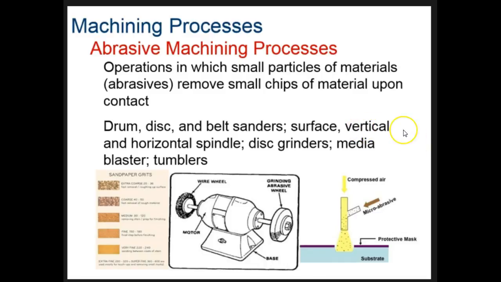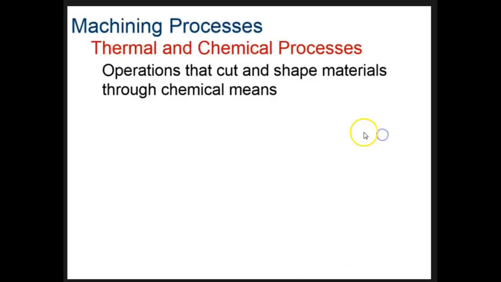We also have abrasive machining processes, and this includes a lot of different kinds. Everything from sandpaper, where we're just sanding the material down, grinding wheels, wire wheels where we can take off large material, and then processes. This media blaster is where we actually have little tiny bits of abrasive being pushed with compressed air down to cut away at the surface.